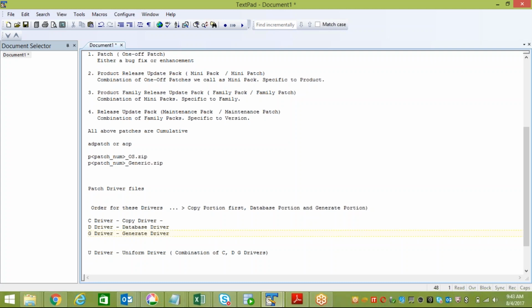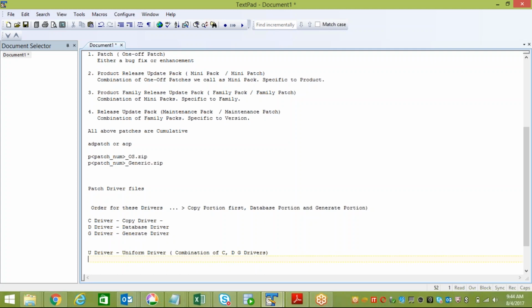First you use the AD patch utility for the C driver, then the D driver, and then the G driver. You need to use it three times. When they give the U driver, you just need to apply it only one time, which takes care of the copy portion, database portion, and generate portion. Is it clear? You can't merge the drivers. You can merge only patches, but you can't merge the drivers.